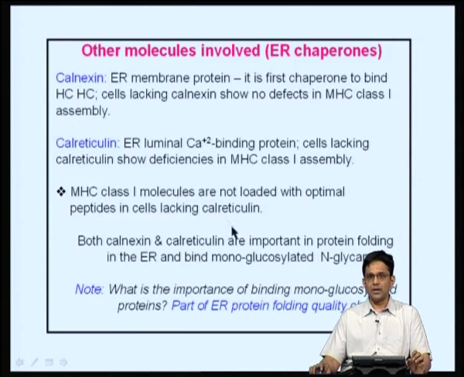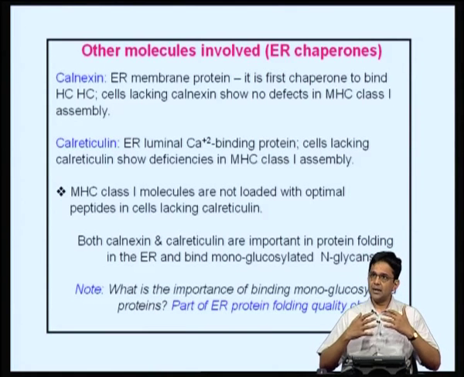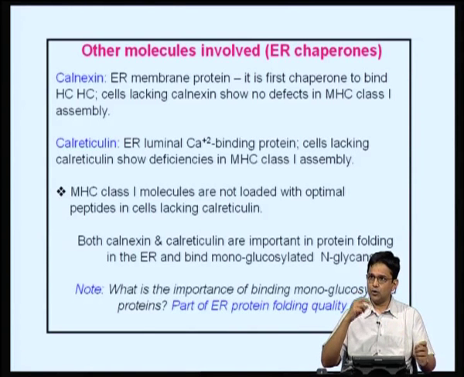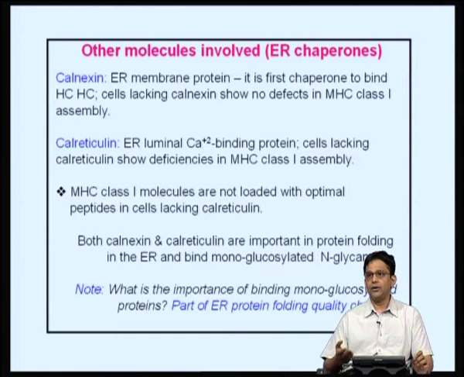What is important for students to understand from a cell biology perspective is that both calnexin and calreticulin are important for protein folding in the ER as they bind to monoglucosylated N glycans. You have to remember that MHC class 1 molecules are glycoproteins, and as they are being folded, if in some cases the folding is not proper, glucose is put on top of the terminal mannose residues, and these are recognized as a sign that the folding is not proper. Both calnexin and calreticulin are part of molecules that bind to these misfolded proteins and help them fold properly. And that is why I have said that you should be aware of these things.